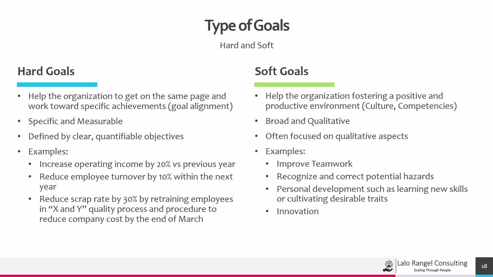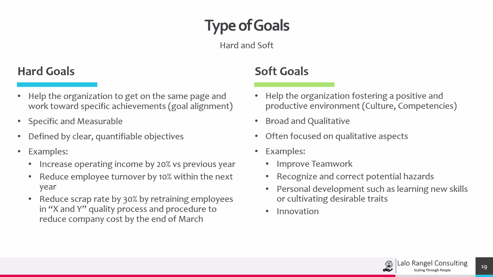The type of goals that you can include are hard goals and soft goals. The hard goals help an organization to get on the same page and work towards specific achievements. This is the goal alignment. Again, based on the SMART approach, they're specific and measurable. They're defined, clear, and quantifiable objectives. Some of the examples are increase operating income by 20% versus previous year, reduce employee turnover by 10% within the next year, and like the example of the screws that I showed you before.